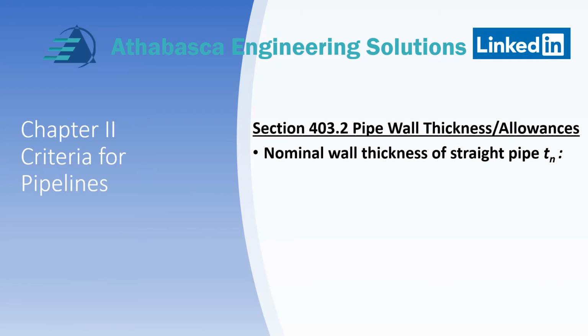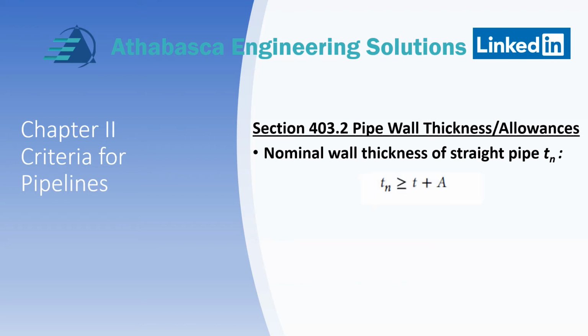403.2 is the section where a designer determines the required thickness for a pipe. Recall that nominal wall thickness is typically based on schedules like standard schedule, extra strong schedule, and they're based on standard sizes. And there's also other standards where there's specific thicknesses provided. So as long as you're greater than your calculated thickness plus all the different allowances, you're fine.